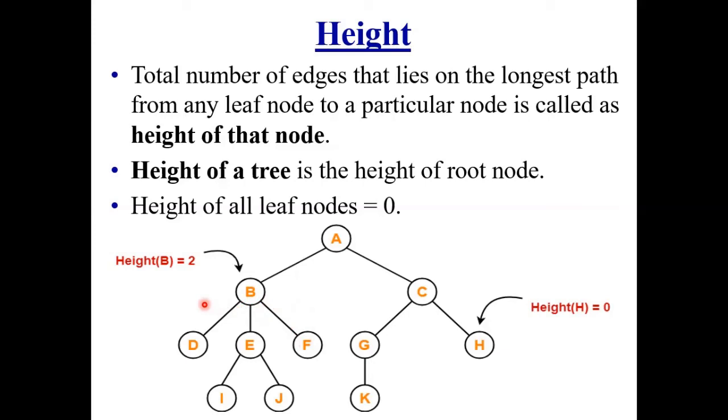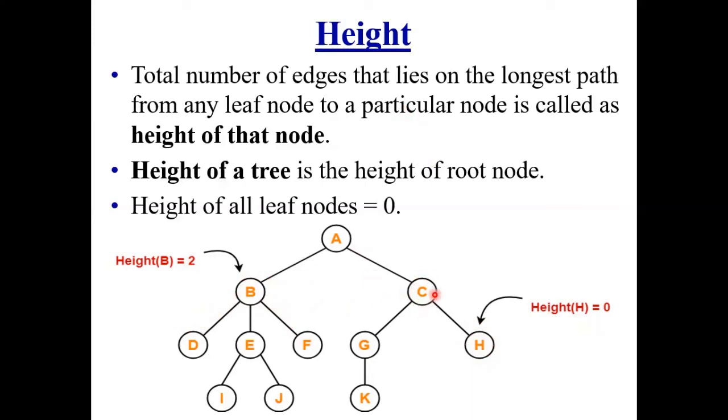Which is I, S1. So 1, 2, 1. So I, S is what? 2. So the height of B is what? 2. So what is the height of H? As for the definition, number of edges from leaf to its node. What is the node? H node. H itself is a leaf node. So height is what? 0.